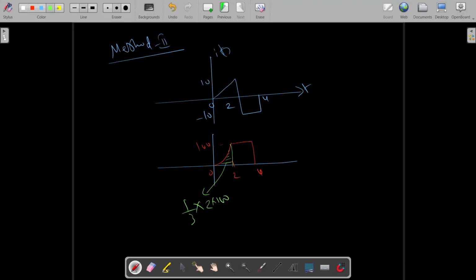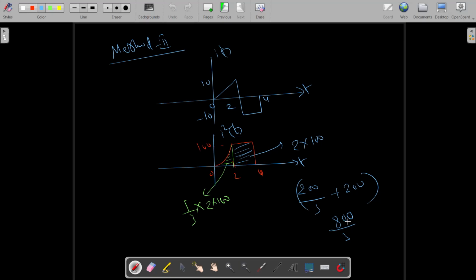So what about this? This is going to be a rectangle whose width is 2, height is 100. Therefore the total area of this squared signal is going to be 200 by 3 plus 200. Correct? This is the area of this squared signal. So this is 600 plus 200, how much is this? 800 by 3. So this is the area under i square of t.